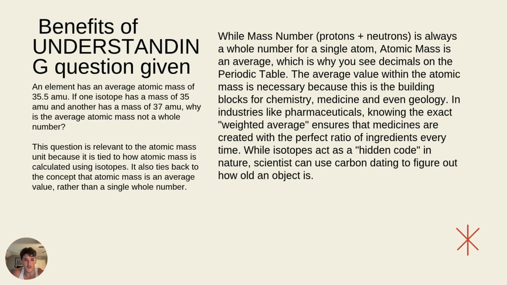While isotopes act as a hidden code in nature, scientists use carbon dating to figure out how old an object is, which is probably the most interesting thing that I think comes from this. I know it's not the most beneficial, but I think it's just really cool to see that you can tell how old an object is just by the isotopes in it, and then being able to relate that back to carbon dating. So yeah, atomic mass is cool and all, but carbon dating is pretty legit.